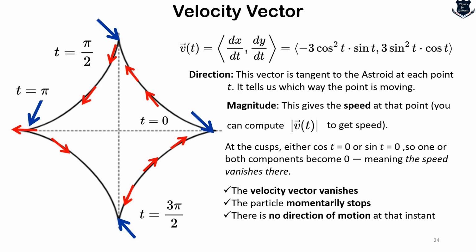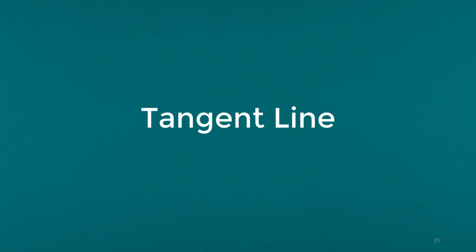So if the arrow is short, the motion is slow. If it is long, the particle is moving fast. This means that the speed varies along the asteroid, especially near the cusps, where the speed drops to 0, and in the middle parts of each lobe where it speeds up. So we talk about direction. The vector is tangent to the asteroid. So we now come to the next part of our video, understanding what is the tangent line.